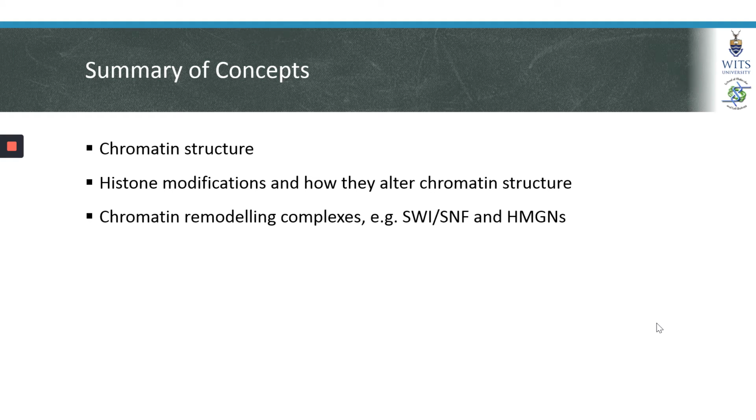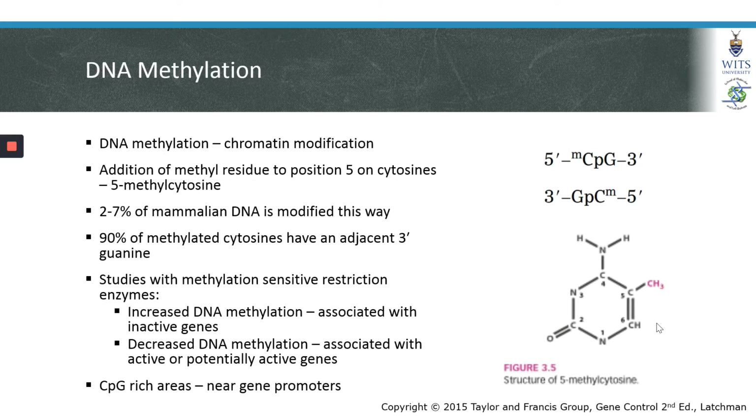In the previous 2 lectures, we looked at chromatin structure. We also looked at how histone modifications can alter chromatin structure. And then we had some examples of chromatin remodeling complexes, such as the SWI/SNF complex and the HMGNs. Now let's discuss DNA methylation.